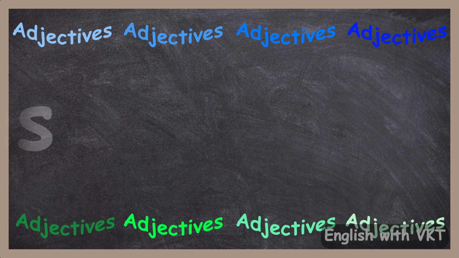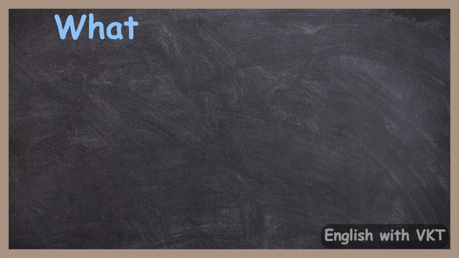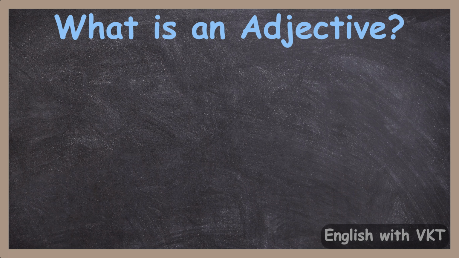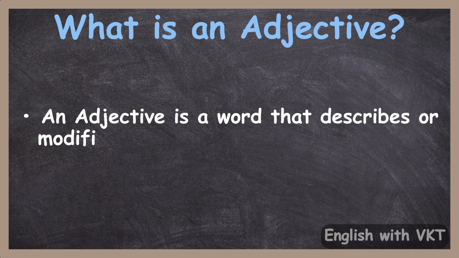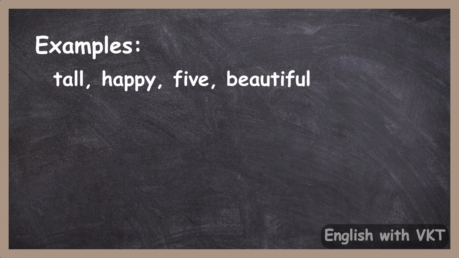In this video, let's explore adjectives. What is an adjective? An adjective is a word that describes or modifies a noun or a pronoun. Examples: tall, happy, 5, beautiful. Adjectives tell us more about people, places, animals, or things.